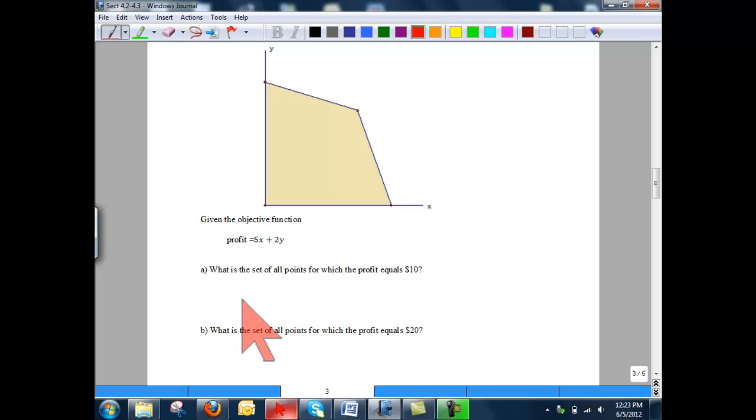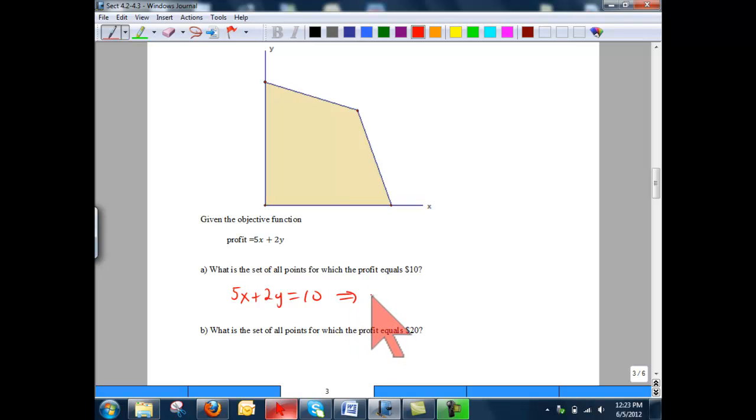Question: what's the set of all points for which the profit equals $10? Okay, profit is 5x plus 2y. So the question is, what's the set of all points for which 5x plus 2y equals 10? What's the graph of that look like? Well, the answer is it's a line.